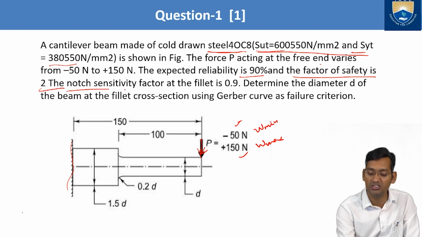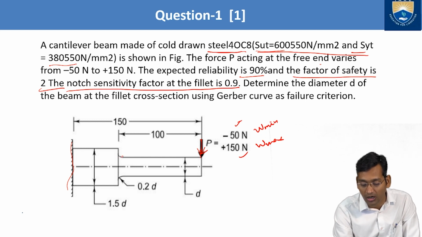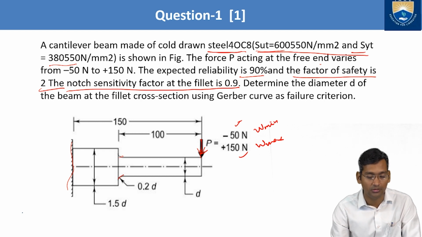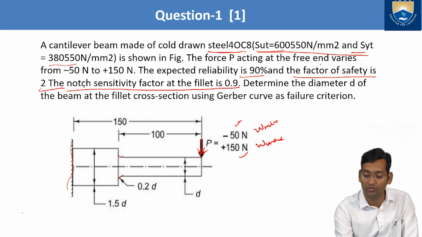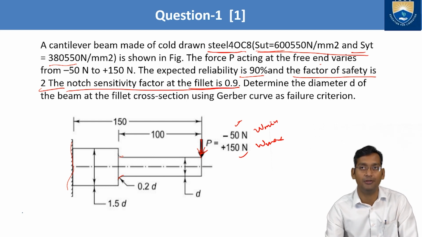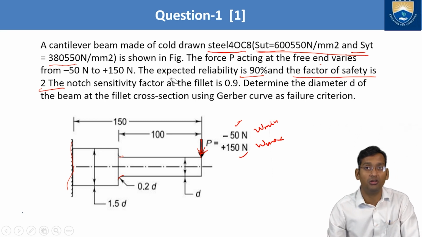The notch sensitivity factor at the fillet is, so just see here, at the fillet, it's not throughout, it's at a cross section. If you see this part, it should be straight, but this is not straight, this is a curve. Right? So that is only the notch. For that, the notch factor at the fillet is 0.9. So here one new word came from the previous question, that is notch factor.